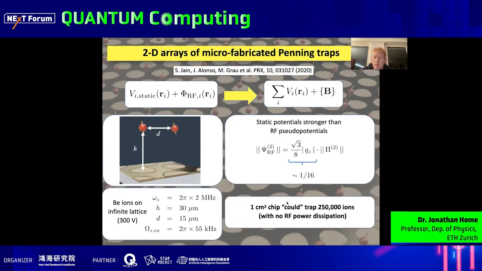And it encourages us to think that, with a 1 centimeter squared chip with this sort of ion density, you could think about trapping 250,000 ions or so with no RF power dissipation whatsoever. So that's very encouraging. We're not close to that yet. We haven't trapped one, right? But nevertheless, it's an intriguing possibility, which I don't think is feasible with RF traps at all.